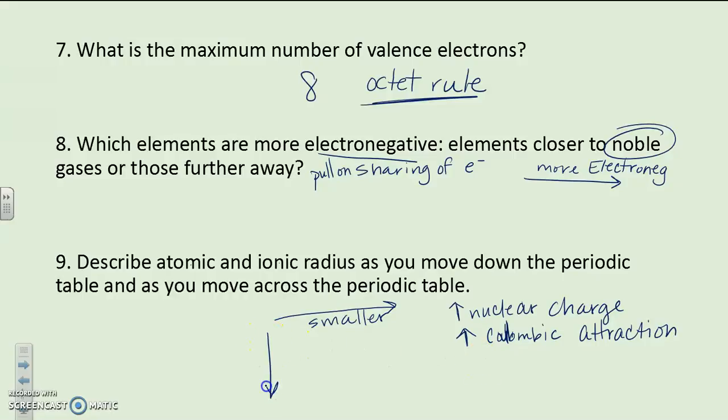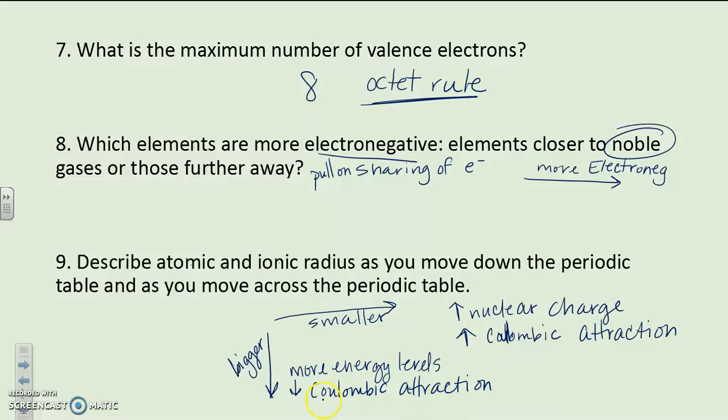What happens as you go down? As you go down, it gets bigger. Why? As you go down, you're adding more layers, more energy levels, more energy shells. As you add more energy levels, the distance from the nucleus to the outside electrons increases, and that decreases the Coulombic attraction, so it holds those electrons further away. Why is the attraction decreased? It's due to shielding. Those inside electrons are repelling those outside electrons away.